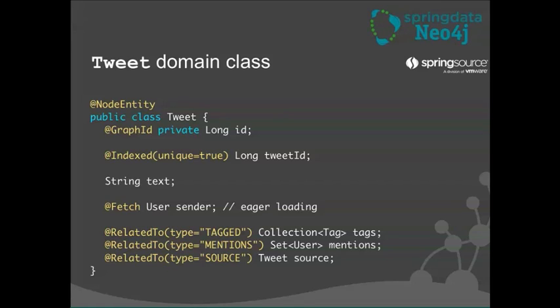So the field name will be used as relationship type. So it's sender in this case. The @Fetch annotation means that this relationship and the user at the end will be loaded eagerly when the tweet is loaded. If you don't put a fetch annotation in the simple mapping mode, then only the ID of the user is loaded, so you can fetch it later. So it's a bit like the JPA annotations for fetching data.